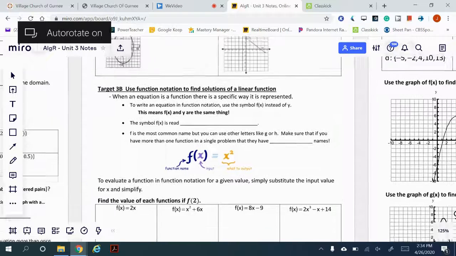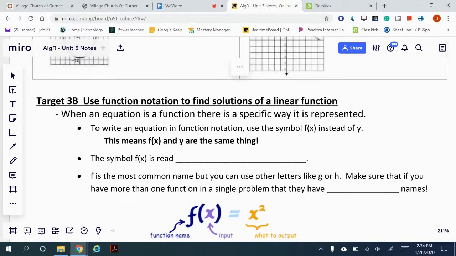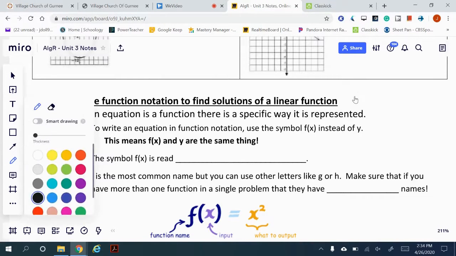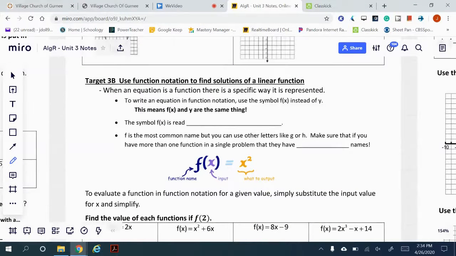Our function language does have a name, and it is called function notation. So let's talk about some details of this new special language that a function gets to use, but something that's a relation does not get to use, right? And one of the big primary aspects of this new language is that we are going to replace how we express the range in a function, right?